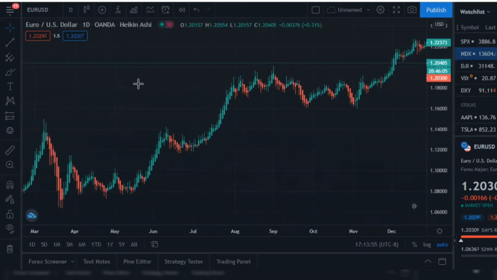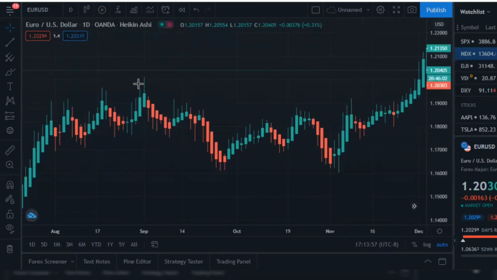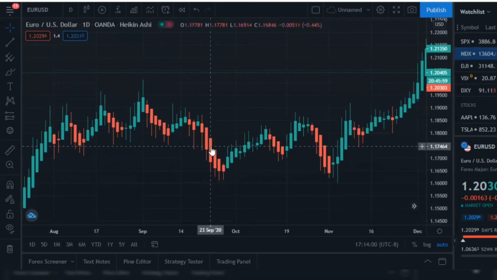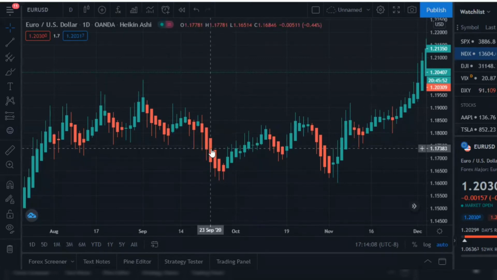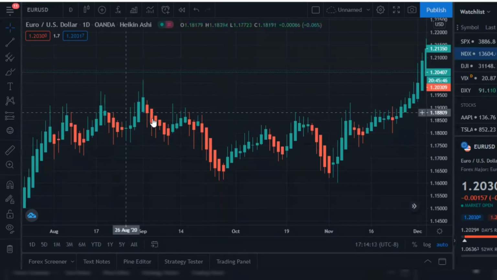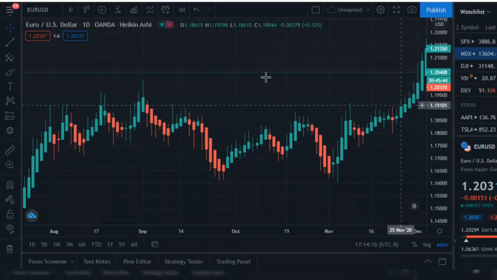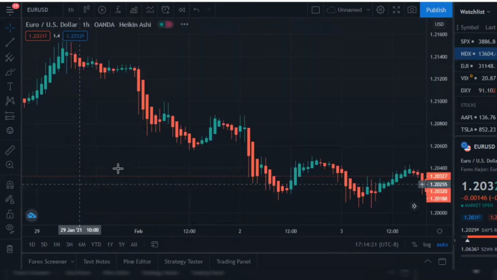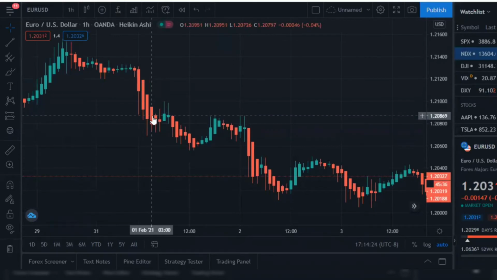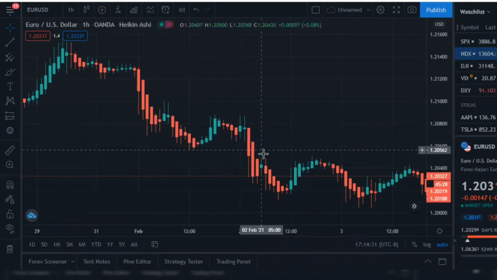That means, let me just widen this. That means that each and every candle here represents a day, okay? So if you can look at the bottom time frame, the bottom scale here, you can see it's changing per day: 23rd, 24th, 25th, 26th, 27th. So each candle represents a particular day. If I change the time frame here to, let's say, 1 hour, then each candle represents a 1 hour time frame. So that is how it affects the charts.